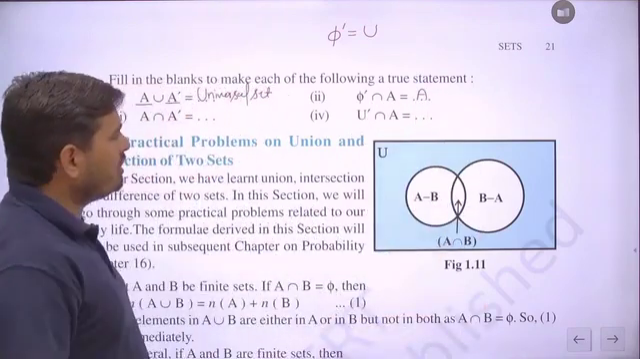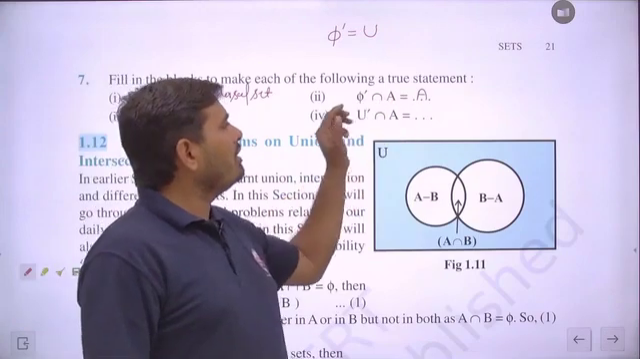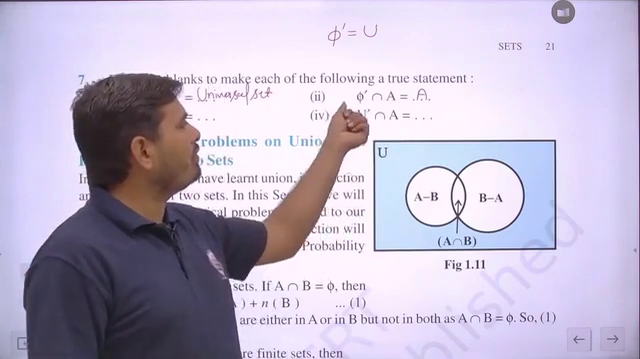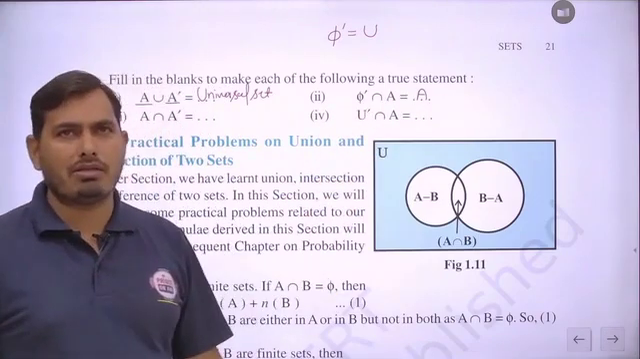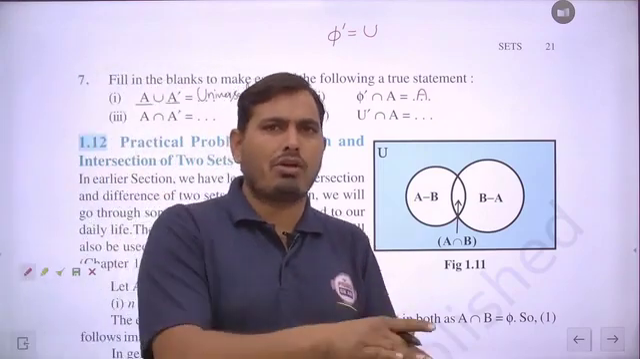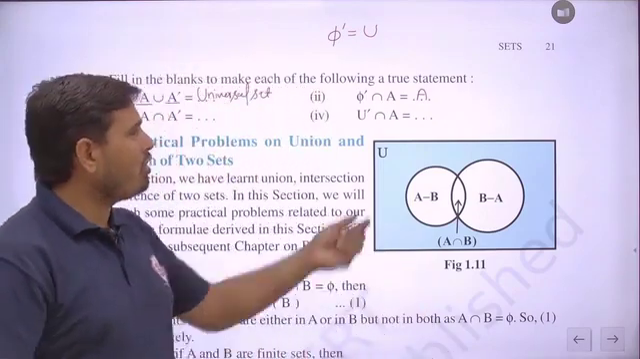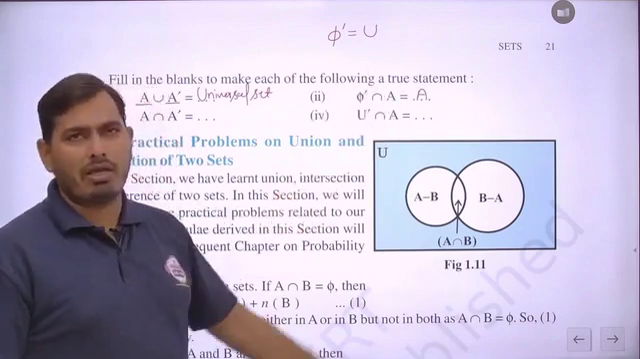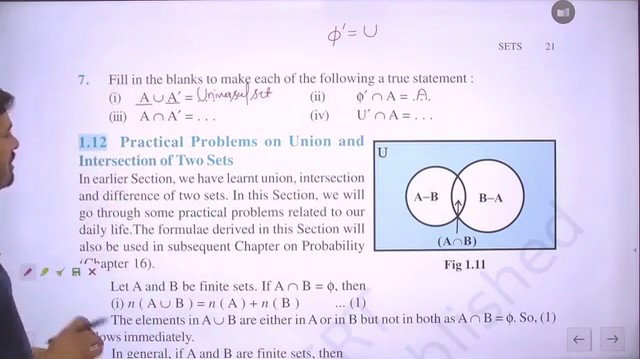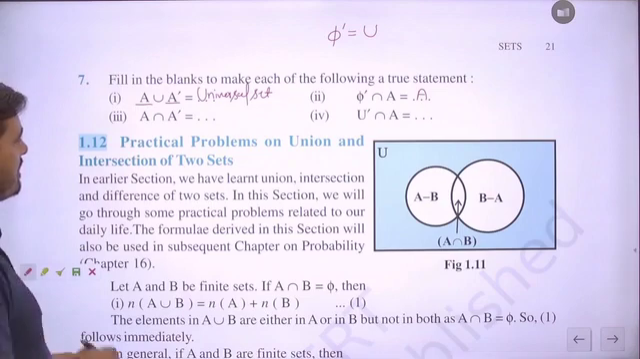Then definitely, student, for U intersection A, we have to take the common elements of U and A. Then the answer is obtained as the A set only, because A is a subset of the universal set. Then the common elements will always be taken from the A set. Next, the third part. Third is A intersection A dash.